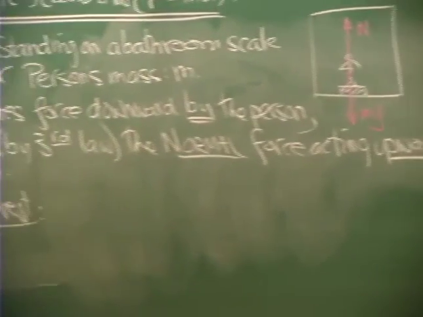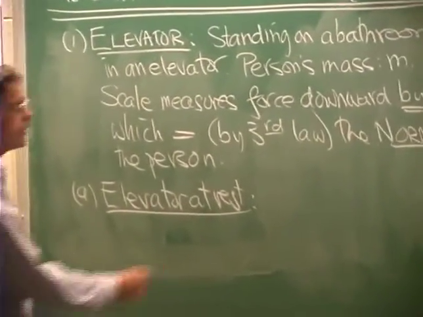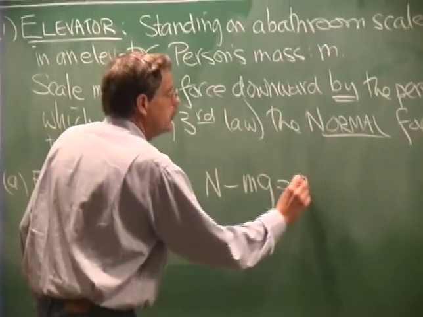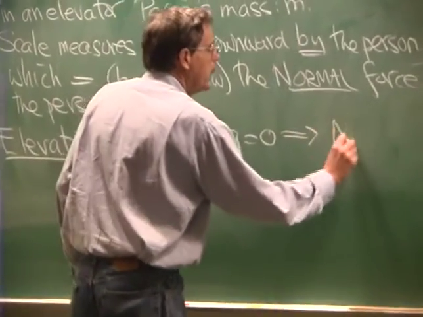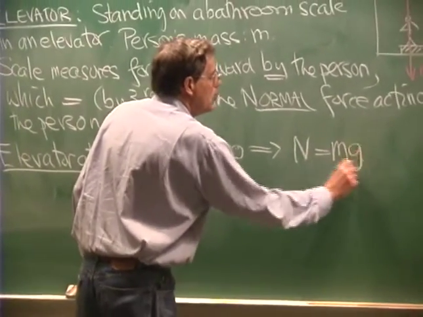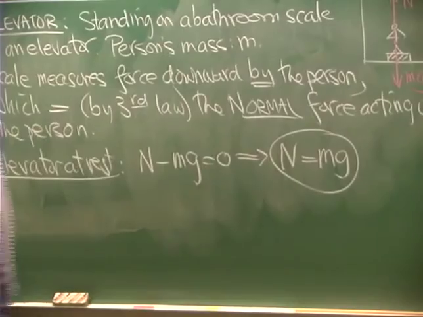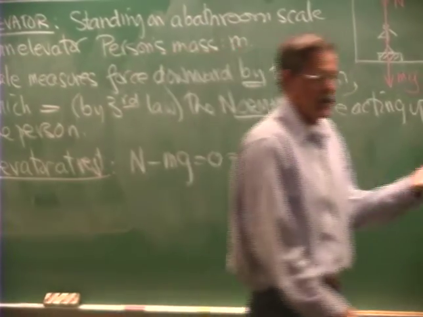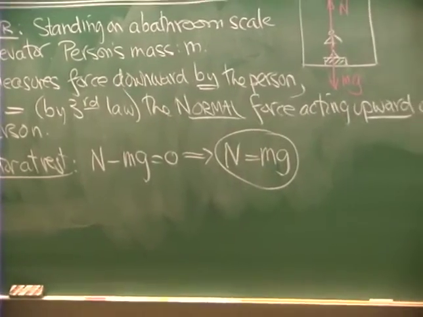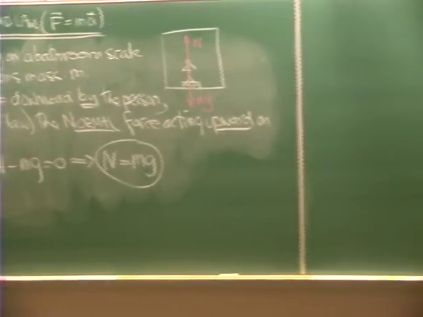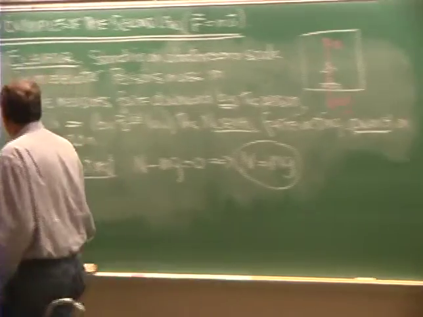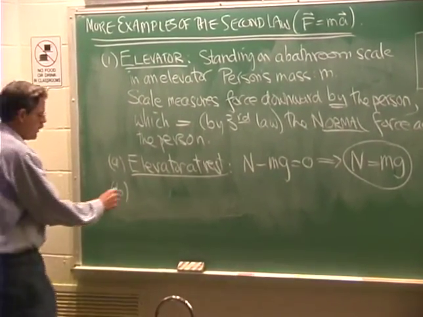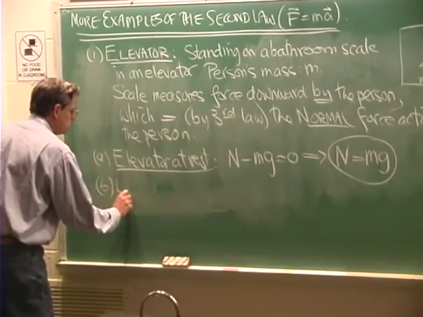So the guy is not moving. Those forces must balance, and N minus mg equals 0. That tells me that N is equal to mg. That's what the scale measures if the elevator is not moving at all. It measures mg, which is the guy's weight, which of course is exactly what we wanted. That's the normal circumstance.